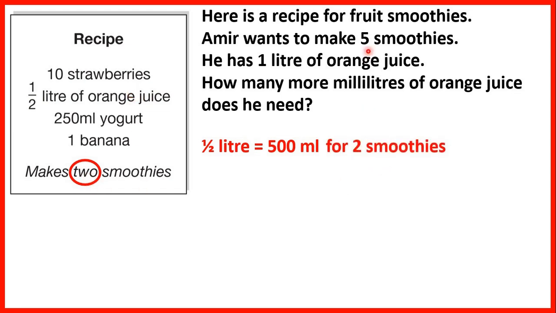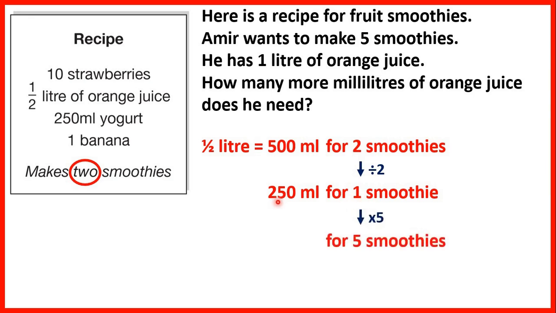But we want to know the amount that Amir will need to make 5 smoothies. We can't multiply anything by 2 to get 5, or at least we can't multiply by a whole number. But what we can do is work out how much we'll need for 1 smoothie, and then we can multiply by 5 to work out how much Amir will need for 5 smoothies. So if we find half of 500, that's 250. So if 500 millilitres is needed for 2 smoothies, that means 250 is needed for 1.